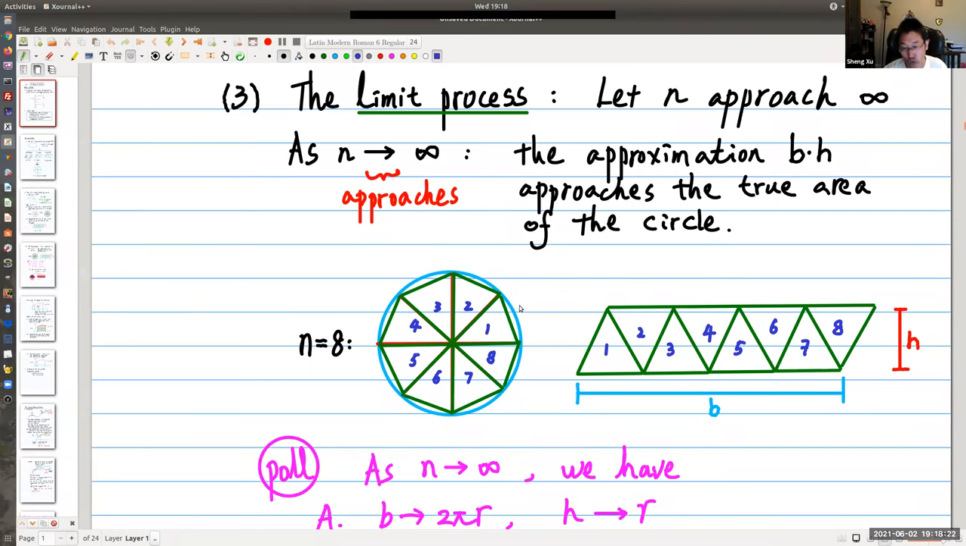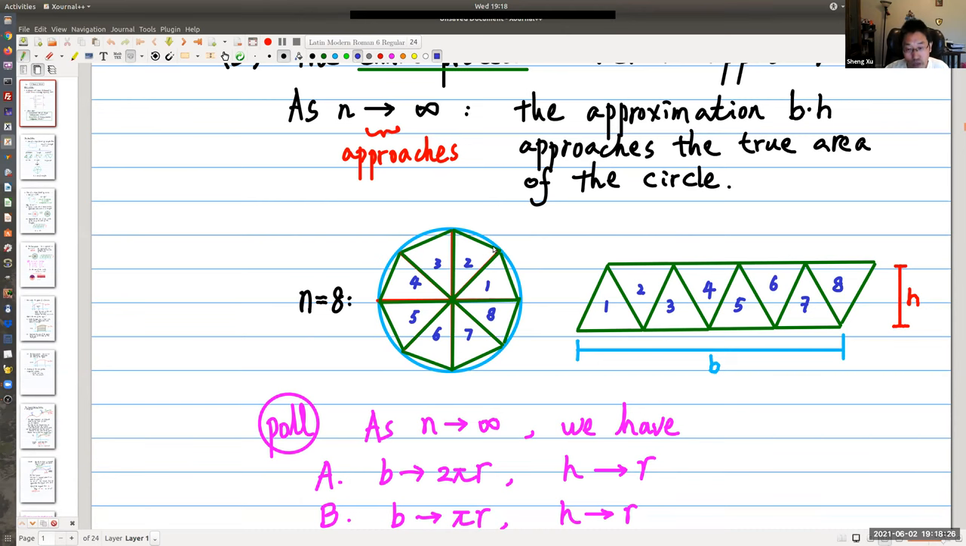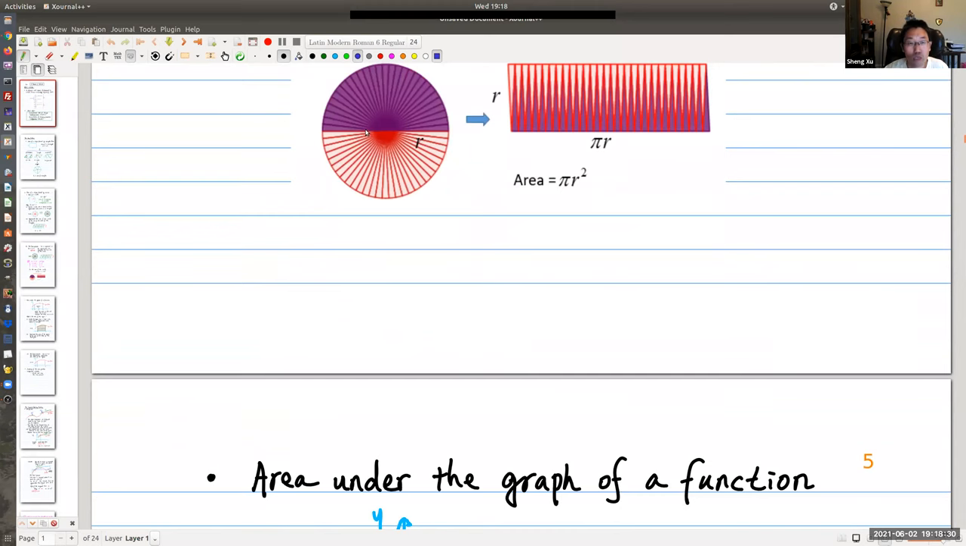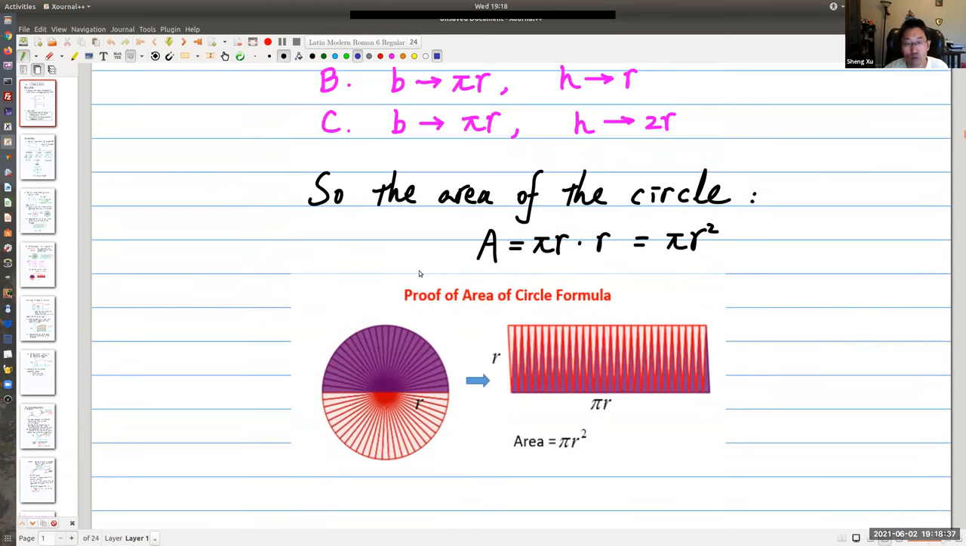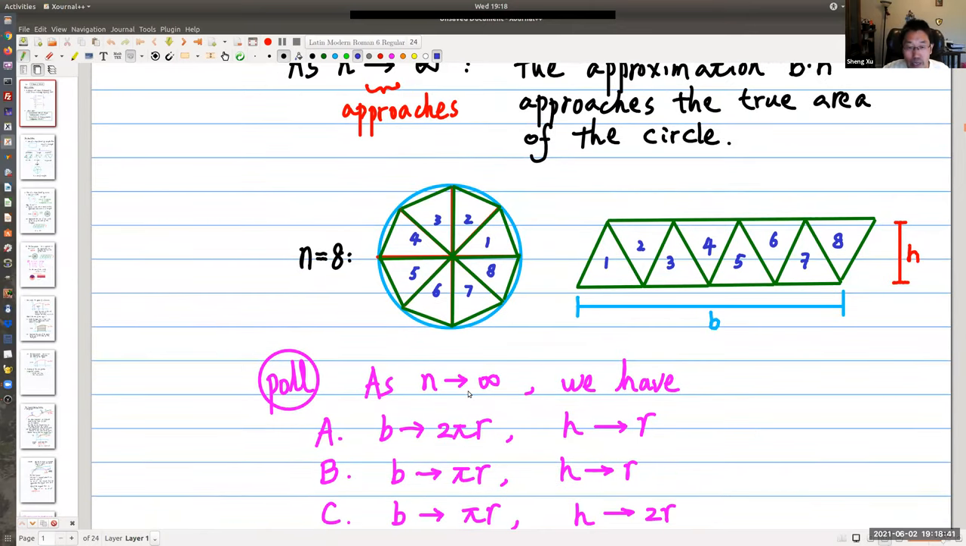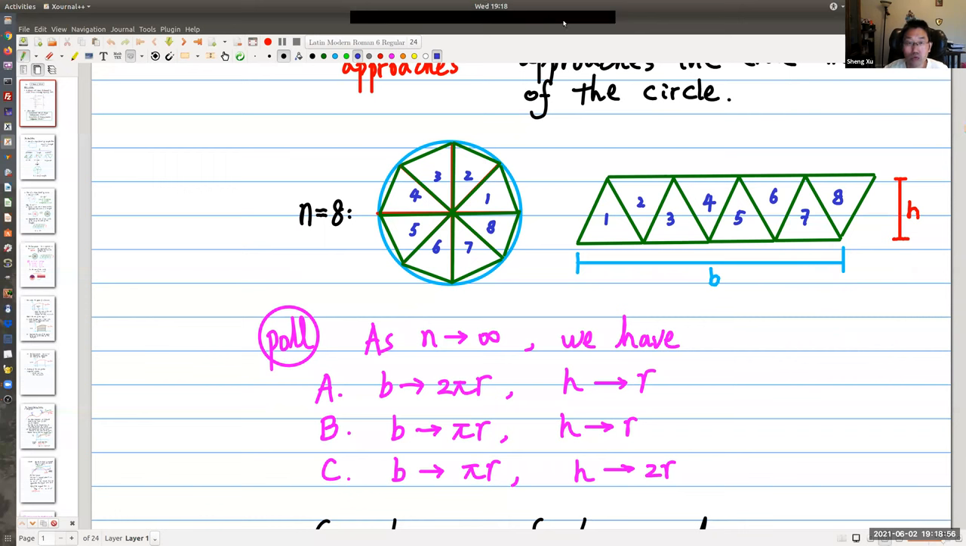Now, let me challenge you. If n approaches infinity, I have this picture here, right? So now if I use a lot of triangles together, it actually looks almost like a circle, right? So as n approaches infinity, what do you think this b would approach? What do you think this h would approach? Can you try that? So that's a poll question here. Think about it.